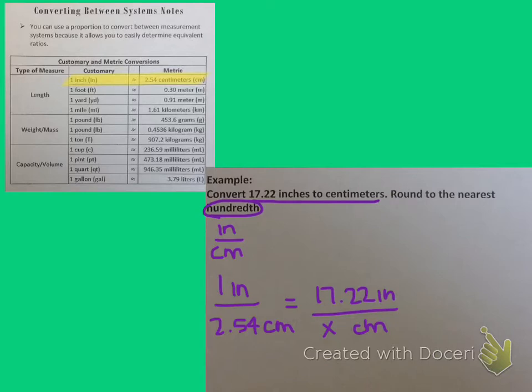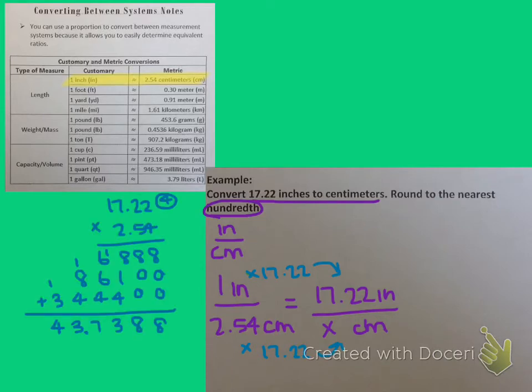Well, I can see pretty easily that if I did 1 times 17.22, then I would get 17.22. Now, because I did that to the numerator, I have to do that to the denominator. So 2.54 times 17.22 will equal X. When I multiply that out, I get 43.7388. And that would be my answer, except the question says to round to the nearest hundredth, which is here.